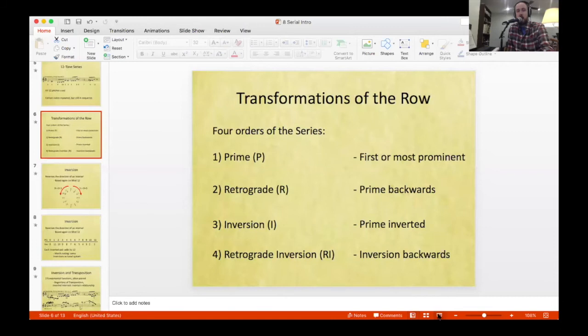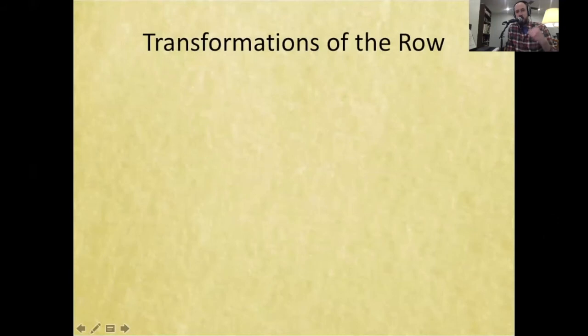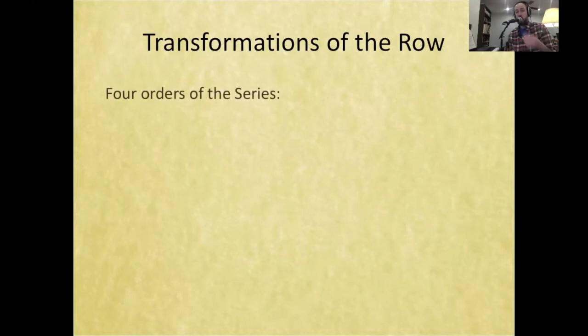So we're going to talk a little bit about some of the ways that we can transform the row or transform the series to make some interesting new musical combinations. Because we said it's all about taking the series and letting that dictate the next steps in all of the piece and have all the material be really baked into the series. And one of the ways we do that is by transforming the series or transforming the row.